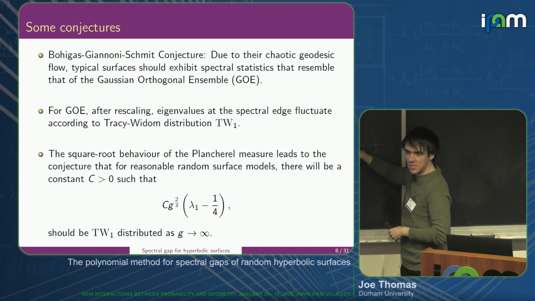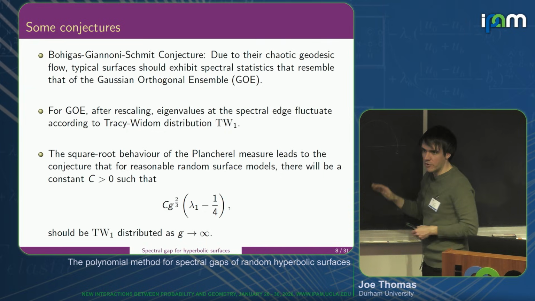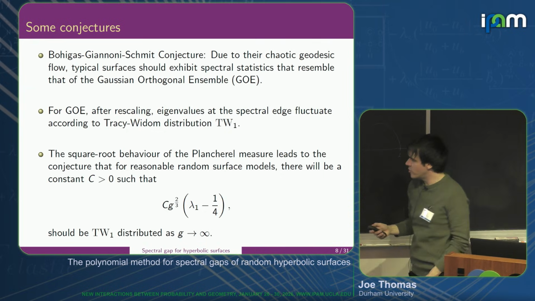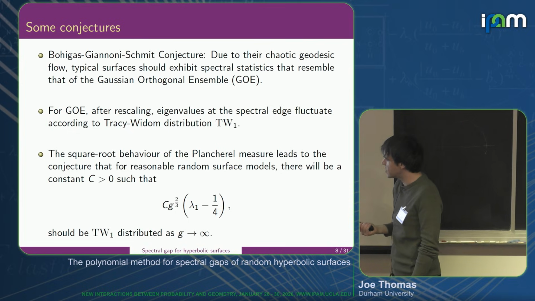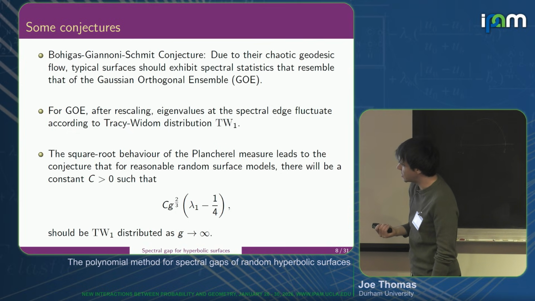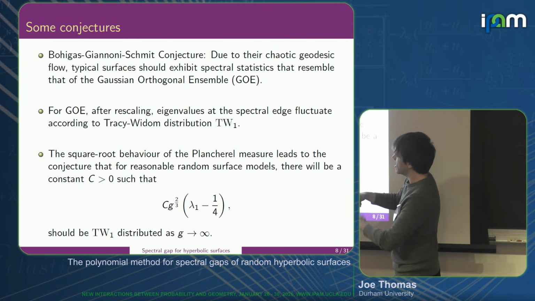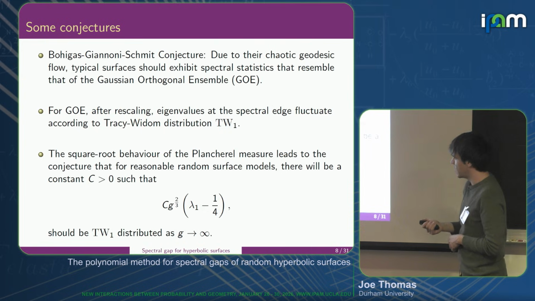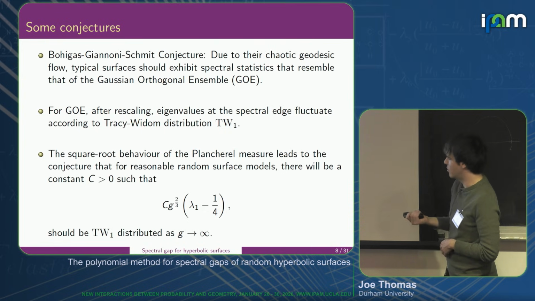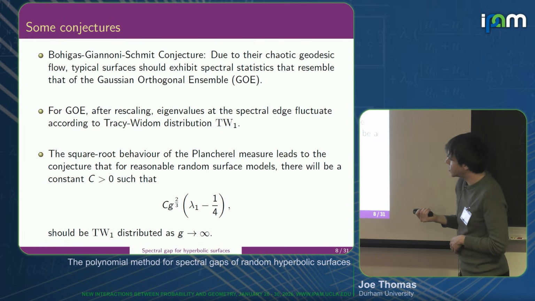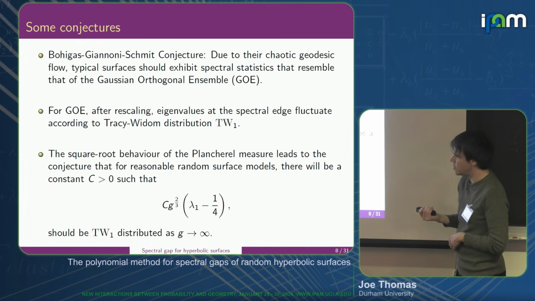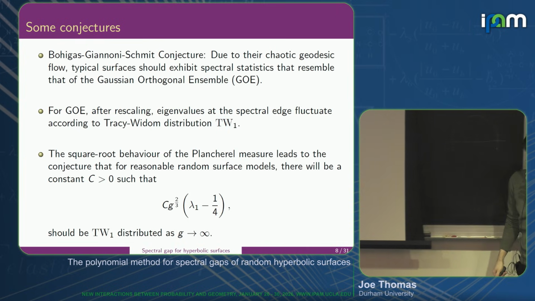It's very analogous to this semicircle law, it's the square root behavior around the edge. The scaling that we will have to do to see this Tracy-Widom distribution, we would expect to be like the volume to the 2/3, or the genus to the 2/3. So the bold conjecture is that if I center my eigenvalues, or λ1, around this 1/4 on the edge, do some appropriate scaling, then maybe we should expect to see Tracy-Widom in the limit.